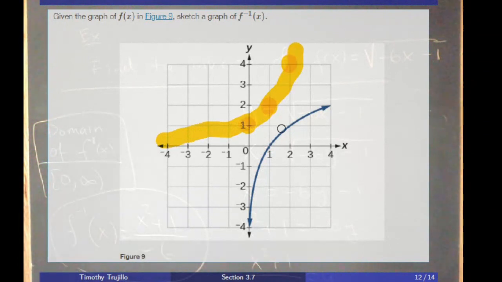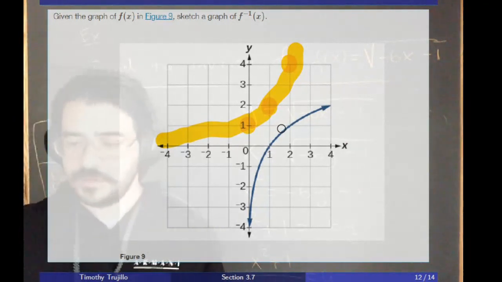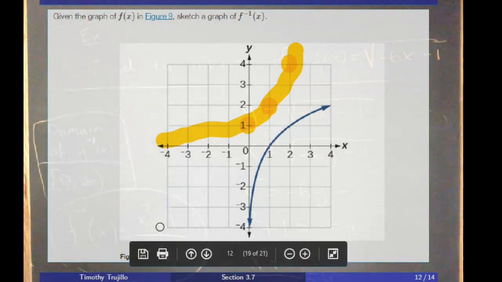So you just plot as many points as you need until you get the general shape of the graph. And because it's a sketch, it doesn't necessarily have to be perfect. And again, what you're really looking for is that it's the reflection along that line, y equals x. So that's what we're seeing in this graph here.